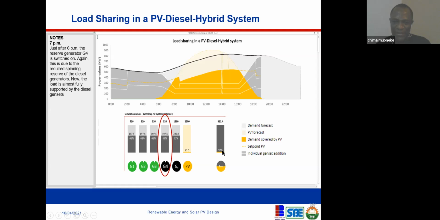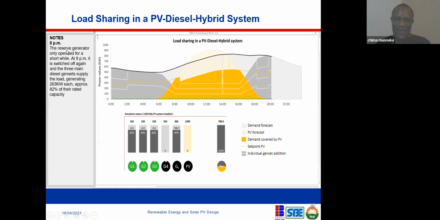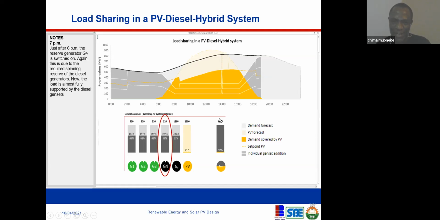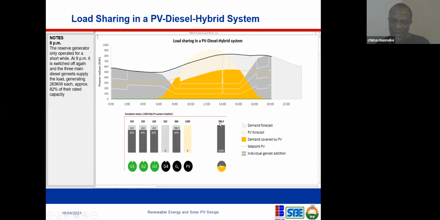Now the solar system penetration rate has almost died down at this point, almost tending to 0. So at 8 p.m., there's no more sun. Okay, so the reserve generator only operated for a short while. At 8 p.m., it is switched off again. Now you find that the total load has dropped. It was 811 here, which was the reason why this one had to come on to support this load. But now it has dropped to 788. So these 3 generators can now carry this demand, and that's why this one went off again. And these 3 generators can support this load at 100%.